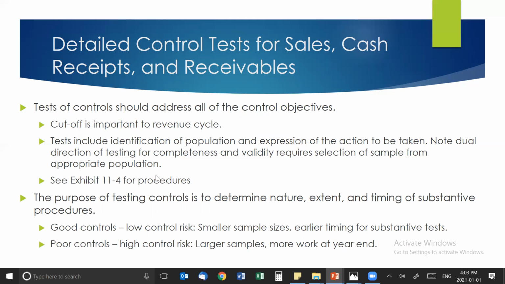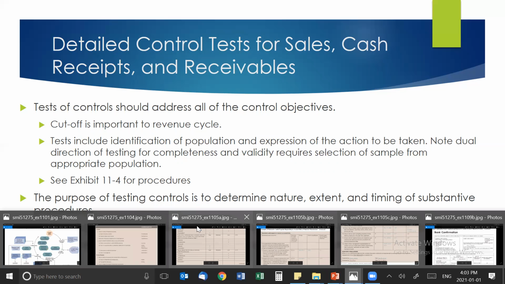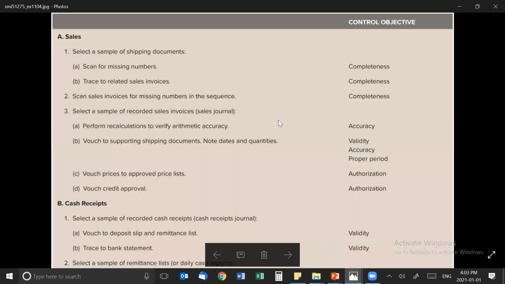So let me just show you. Exhibit 4 has some procedures that we can look at for control testing. So let me just show you Exhibit 4. Here, Exhibit 4 goes through what type of things can be done, and what control objective it would satisfy.